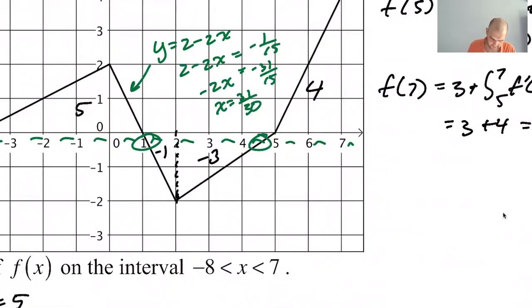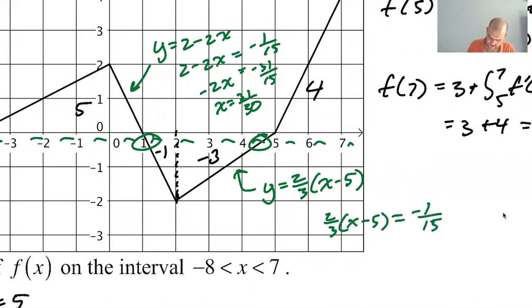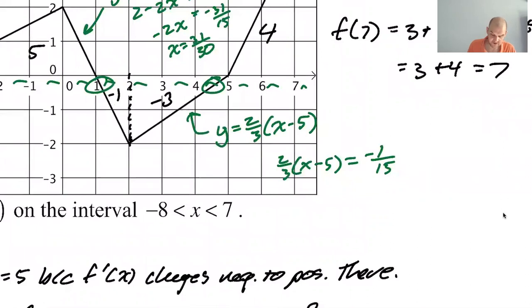All right, what are you? You are y equals 2/3 x minus 5. So 2/3 x minus 5 equals negative 1/15. This is not my best work. Sorry. I'm going to multiply by 3, divide by 2. x minus 5 equals negative 1/10. And then if I add 50 tenths, I get 49 tenths, which is 4.9. It definitely looks like it could be that.